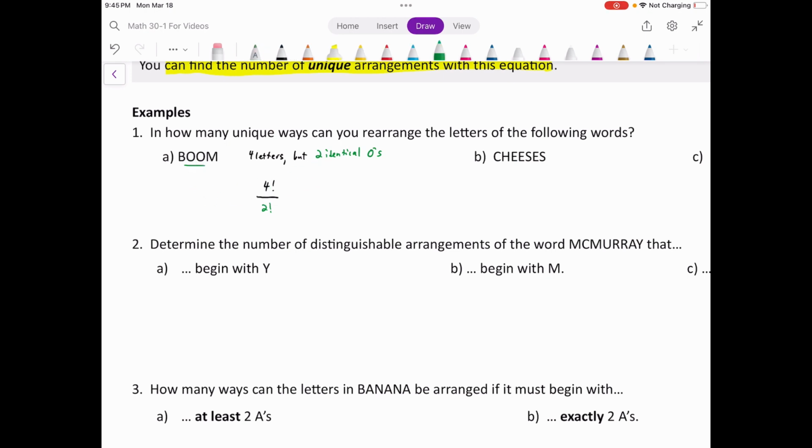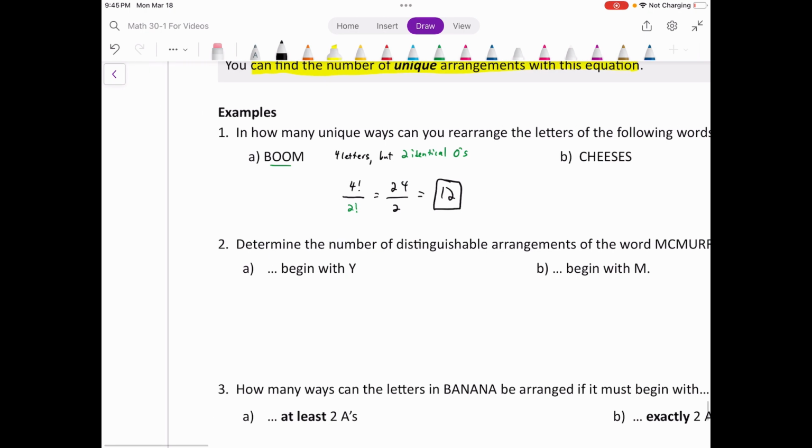So 4 factorial over 2 factorial, well, 4 factorial is 24, 2 factorial is 2, so there's actually only 12 ways to arrange them, which really makes a lot of sense, right? There would be 24 ways to switch these 4 letters around, but in half of them, all you would have done is swap the 2 O's, right? I mean, some of them might look like this, but still, that's not actually 2 different arrangements, right?